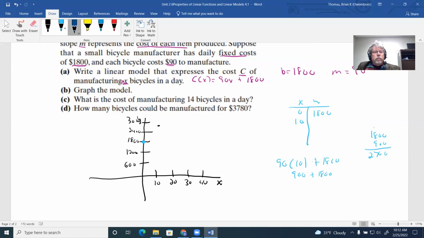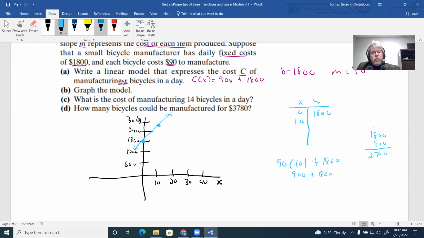Oops, this is a little lighter color there. So it looks like 2,700 would be about there, halfway. Then I could sketch my graph through here, and that would be my graph. The cost of 14 bikes, if I use my graph, looks like it's going to be right around 3,000 or so, if I'm guessing.